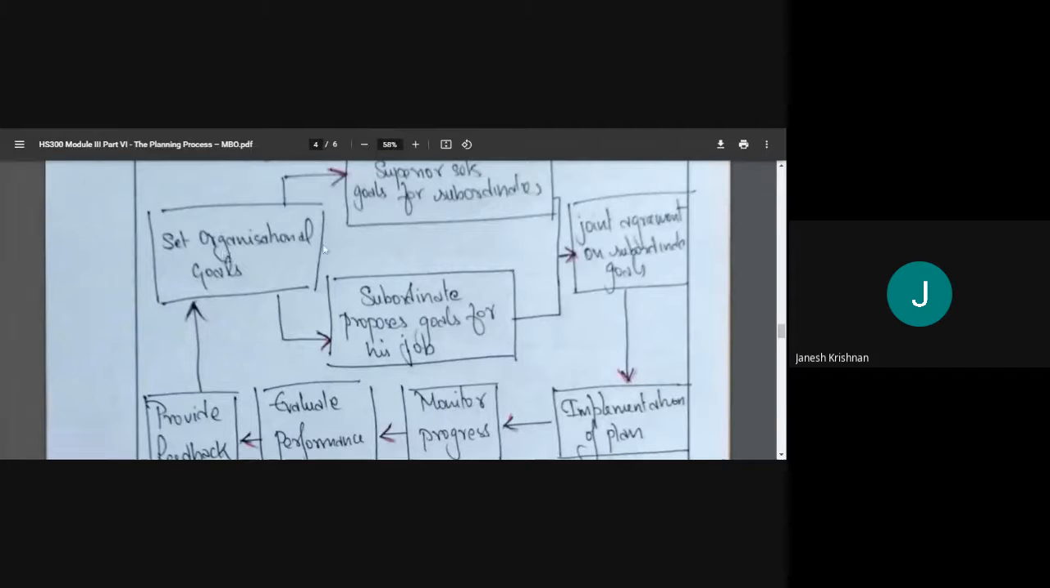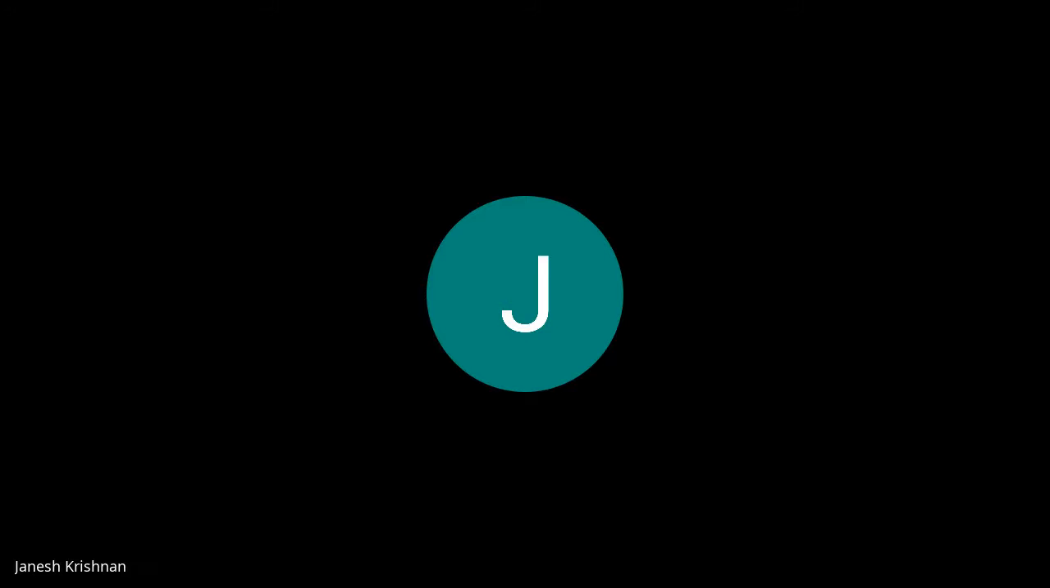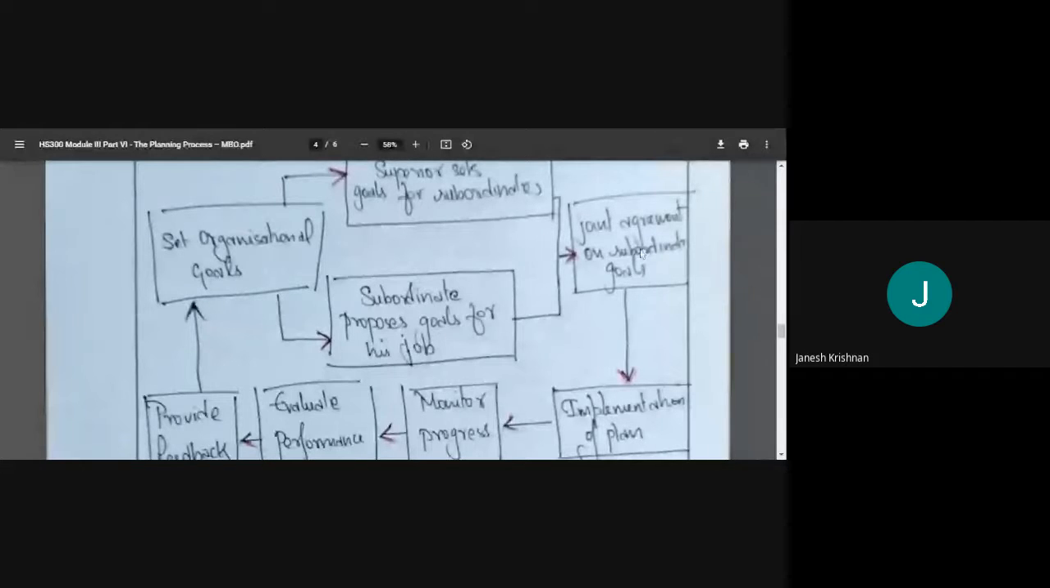Then after the goals are set, the superior sets goals, plus the subordinate proposes goals for his job. Superior will set 250 each. Subordinate will say I can prepare two more. Will do 300. Will do 200. That proposes goals for his job. So this will form a joint agreement.